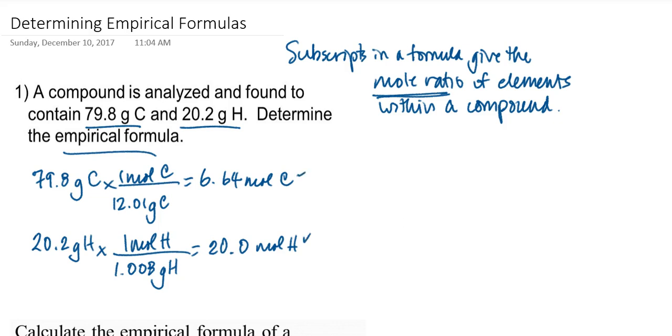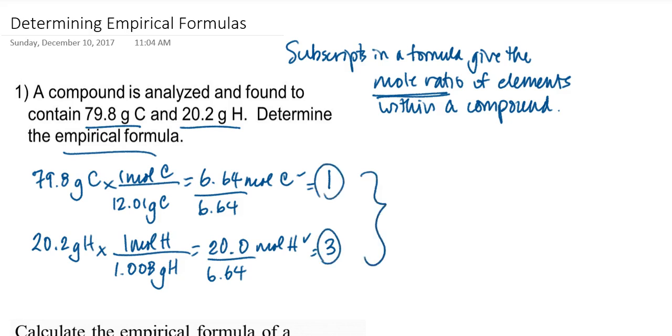And so from here, in order to get the simplest whole number ratio between these two molar amounts of carbon and hydrogen, I'm going to take my smallest result, so that would be this 6.64 moles of carbon. I'm going to divide that out by 6.64, and I'm going to get 1. I'm going to do the same for the hydrogen. So then that would be 20 divided by 6.64. And I get 3. So that means that the empirical formula for this compound should have these subscripts next to their respective elements. So that would be C, 1 understood, H, 3. So that's the empirical formula of this compound.